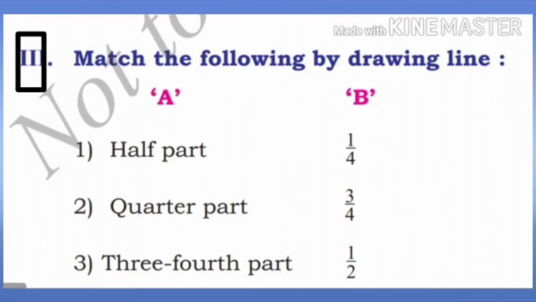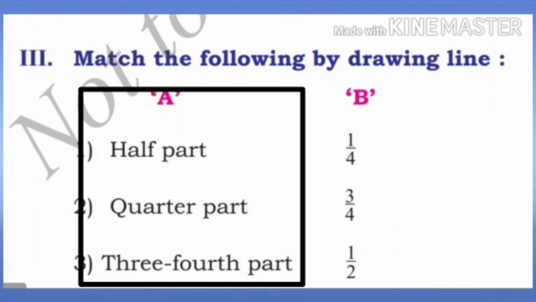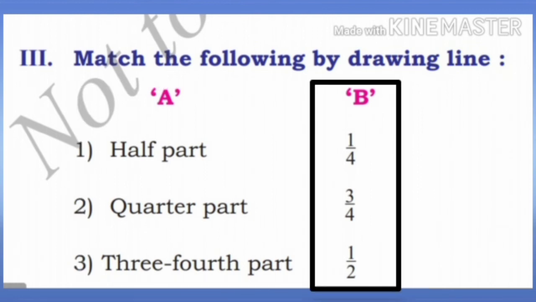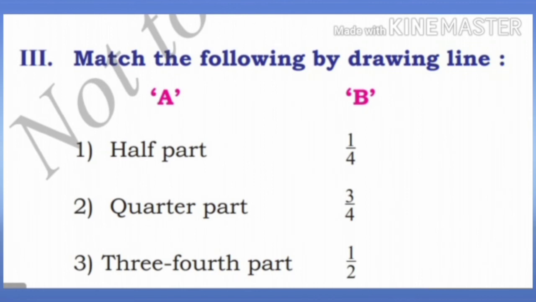Fifth question, observe the figure, children. Here a circle is there divided into 2 equal parts and one part is shaded. The fractional form of the shaded portion is 1. So 1/2. Second main, match the following by drawing lines. In A part the word form is given and in B part the numerical form. So we match word form to numerical form. Half part. Half part means 1/2.